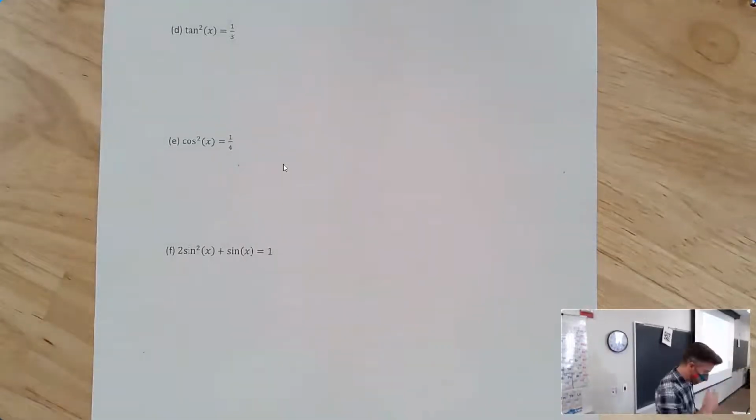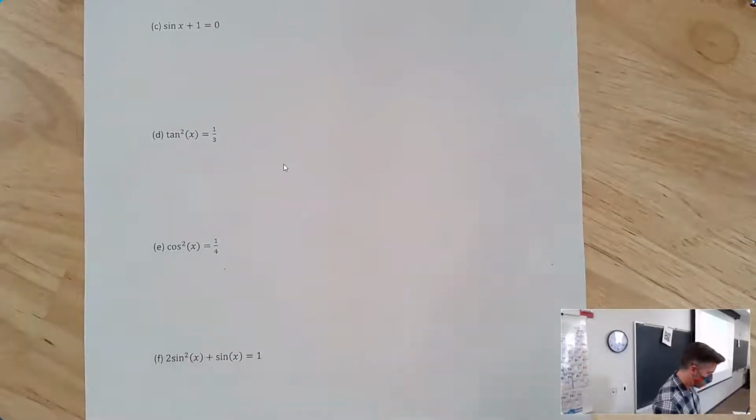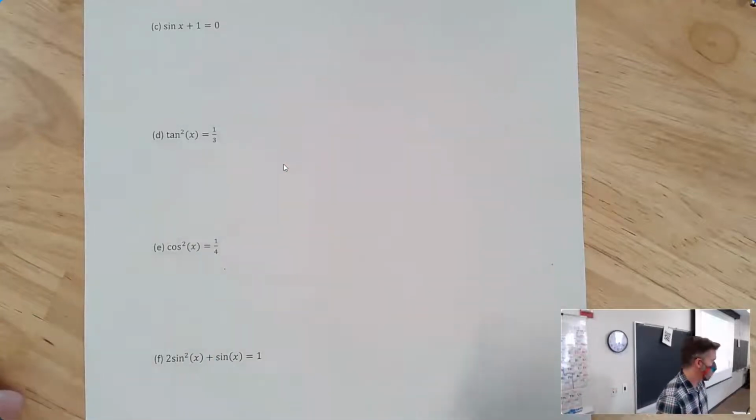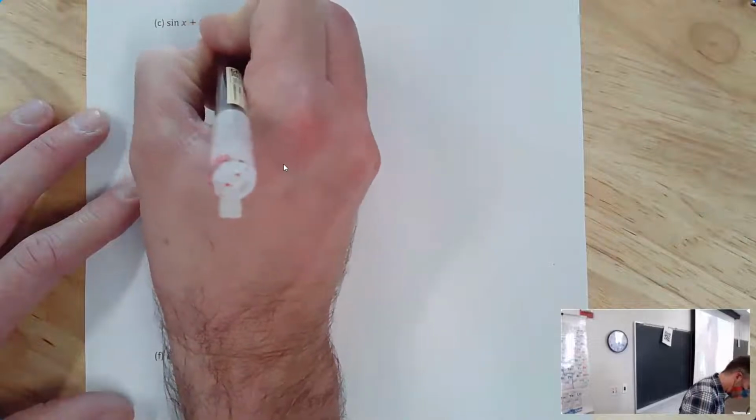Sometimes we're going to have to do some algebra before we can actually solve these things. So if I want to solve sine of x plus 1 equal to 0, there's a little bit of work I have to do. I'm going to set sine of x equal to -1.